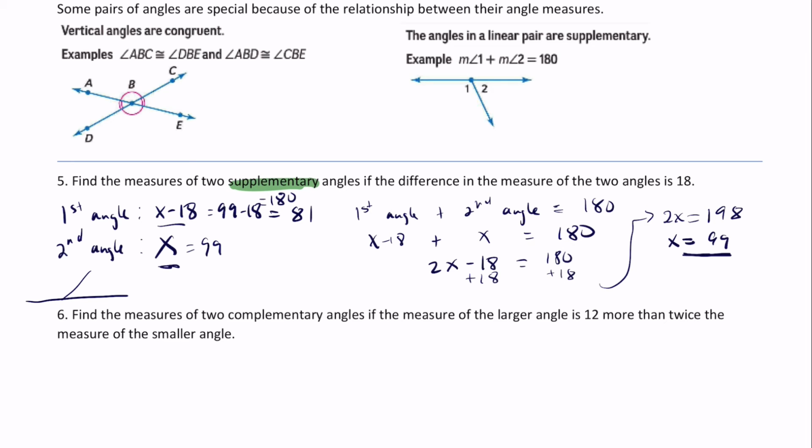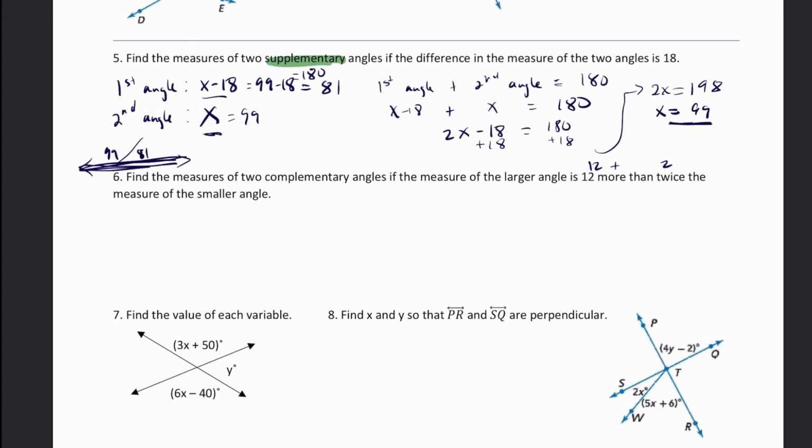So my first angle is 81 degrees, and my second angle is 99 degrees. If I add these together, that's going to give me 180, and it'll form that line over there. Okay? So you can go ahead and check that way to see if your setup is correct.